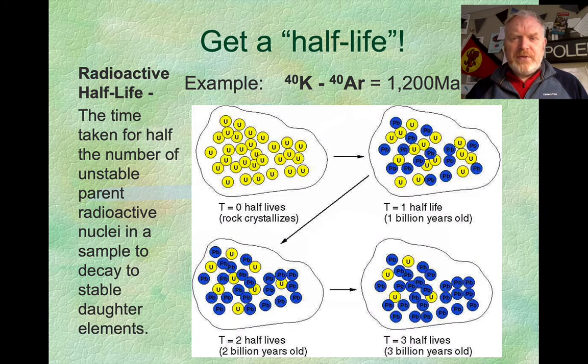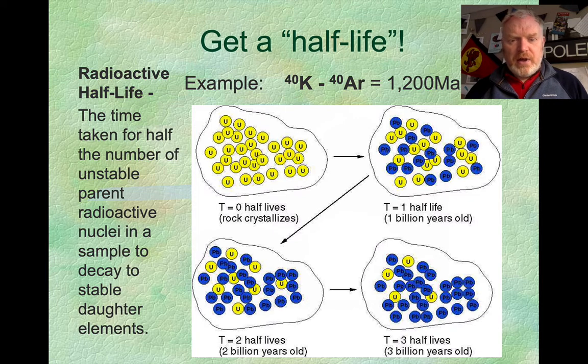We now have that 50% lead. After another half-life, half of that will have decayed to lead. So after two half-lives, we have 25% of our original parent atoms left, and 75% of them will be the daughter atoms.